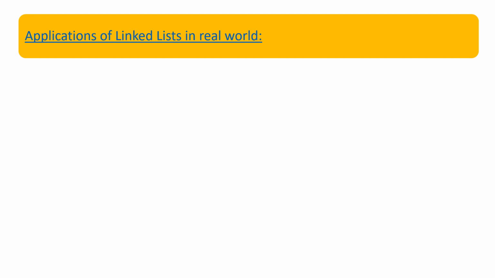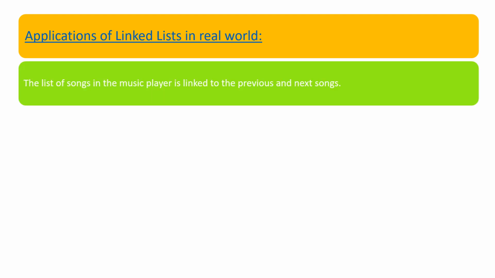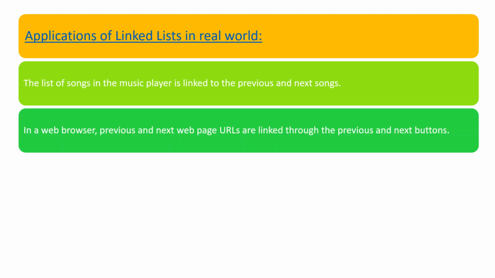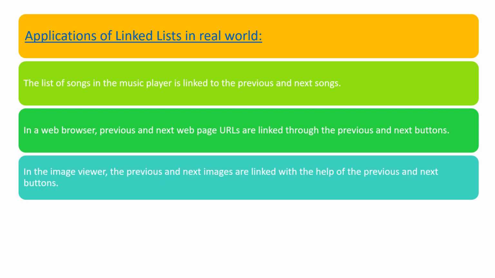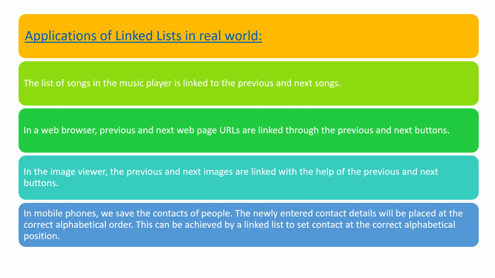Now we move to the applications of linked list. The list of songs in a music player is linked to the previous and next songs. So for this the linked list can be used. And in a web browser, previous and next web page URLs are linked through the previous and next buttons. And in the image viewer, the previous and next images are linked with the help of the previous and next buttons.